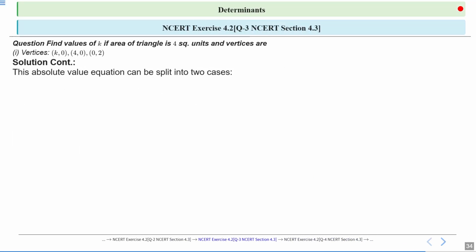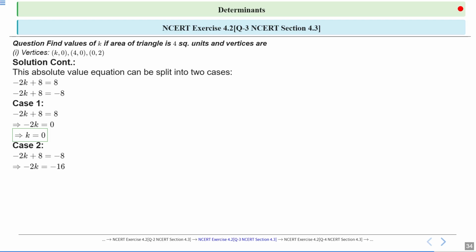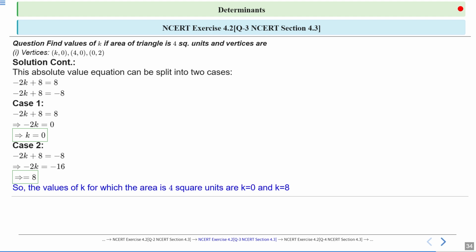When we further simplify, this absolute value equation can be split into two cases. First, minus 2K plus 8 is equal to 8, or second, minus 2K plus 8 is equal to minus 8. Case 1: minus 2K plus 8 is equal to 8, that is minus 2K is equal to 0, so K is equal to 0. Case 2: minus 2K plus 8 is equal to minus 8, that is minus 2K is equal to minus 16, so K is equal to 8. So the values of K for which the area is 4 square units are K is equal to 0 and K is equal to 8.